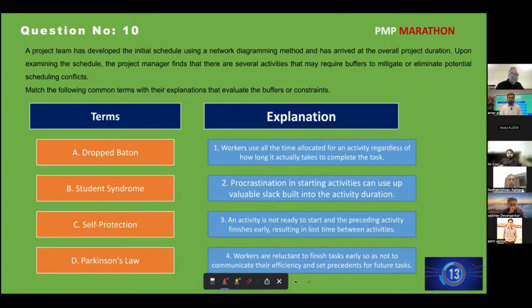Parkinson's law: workers use all the time allocated for an activity regardless of how long it actually takes to complete the task. Student syndrome: workers are reluctant to finish tasks early.